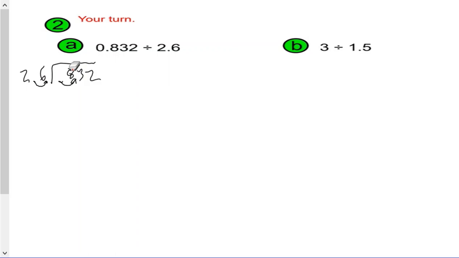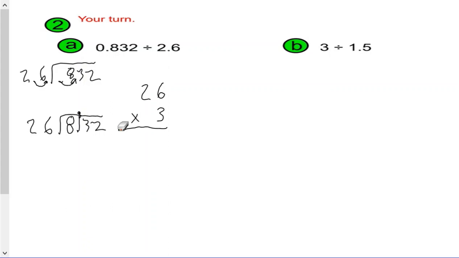in the dividend. So now I will have 26 going into 8.32. I want to make sure I bring up my decimal here. Okay, 26 doesn't go into 8, but does 26 go into 83? I'm going to try guess and check 3 times.